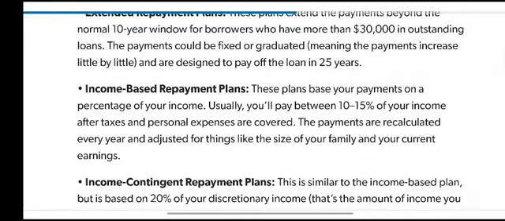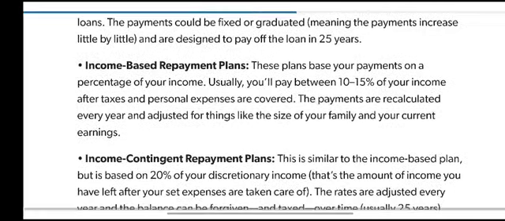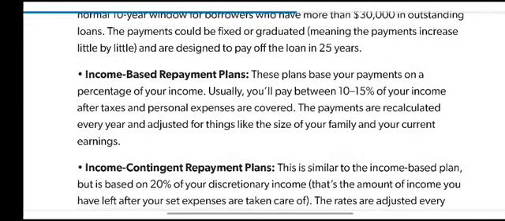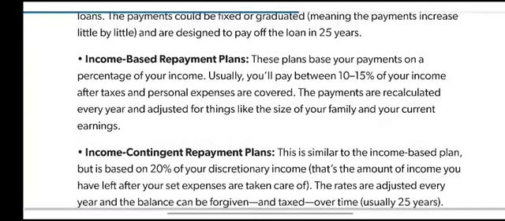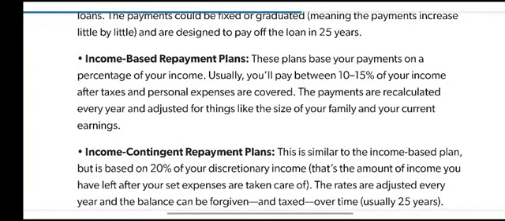Income contingent payment plan. This is similar to the income-based plan, but it's based on 20% of your discretionary income. That's the amount of income you have left after your set expenses are taken off. The rates are adjusted every year, and the balance can be forgiven and taxed over time, usually 25 years.